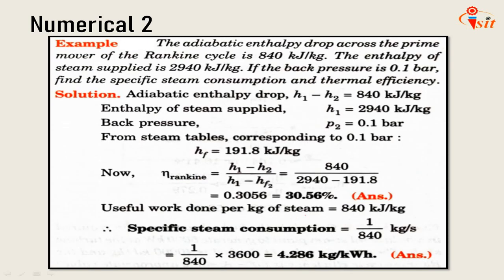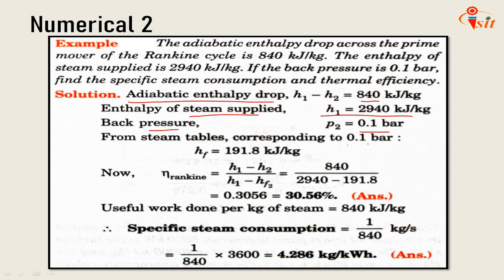The next example: the adiabatic enthalpy drop across the prime mover of the Rankine cycle is 840. So the enthalpy drop is already given. The enthalpy of steam supplied is 2940 kilojoule per kg. If the back pressure is 0.1 bar, find the specific steam consumption and thermal efficiency. So the adiabatic heat drop is already given, that is H1 minus H2, which is 840 kilojoule per kg. The enthalpy of steam supplied, H1, is 2940 kilojoule per kg. The back pressure P2 is 0.1 bar.